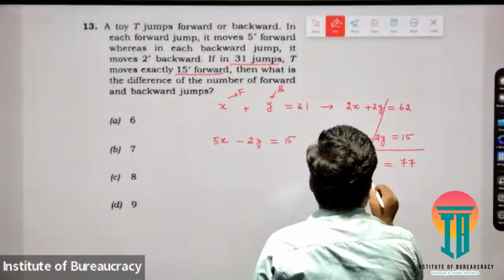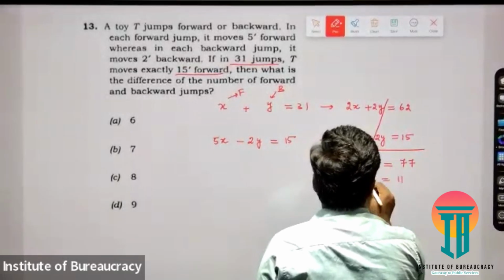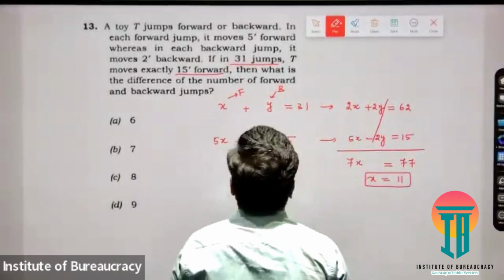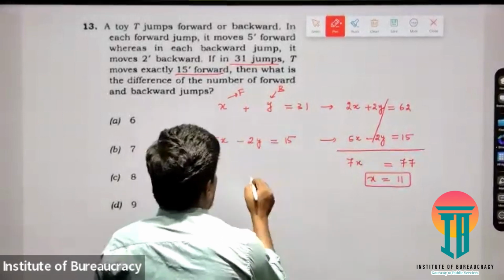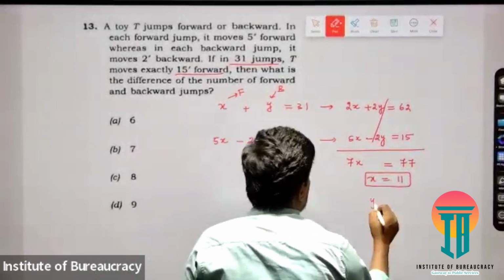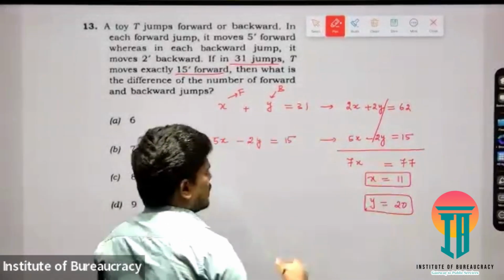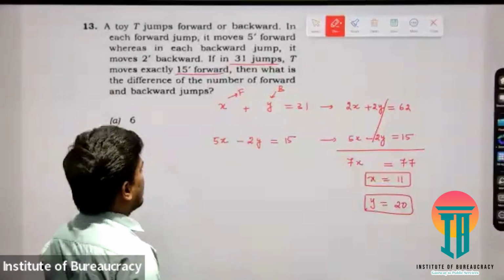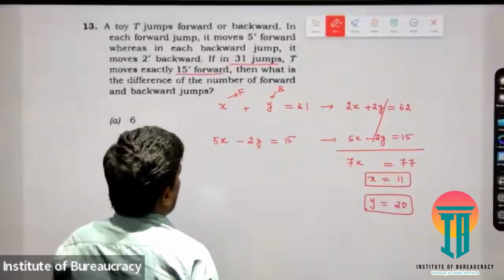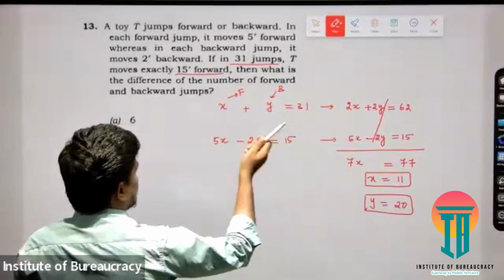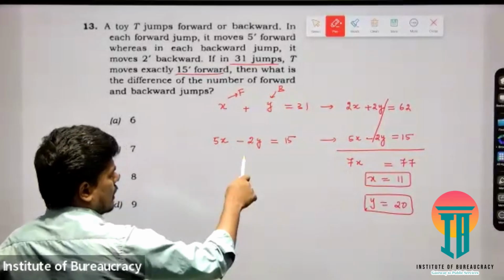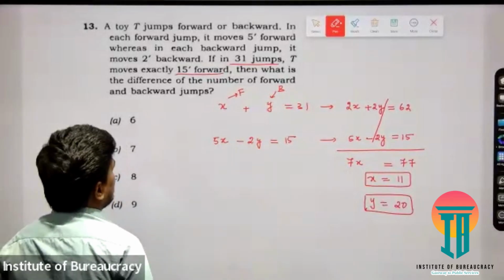77. So x is going to be what? 11. X is 11. When x is 11, y is going to be what? Therefore, your y is going to be 20. So 11 jumps forward, 20 jumps backward. Okay. So then only you will have this, and you can substitute here x is 11, y is 20, you will be getting 15 as the difference.